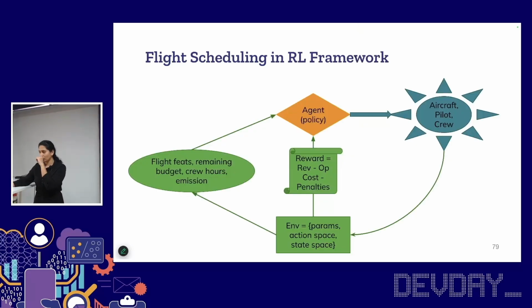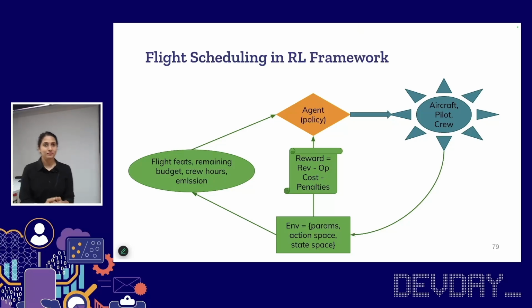Now, using this problem statement, how do I frame the RL? I know that my environment has different parameters. Parameters in this case are my budget cap, my carbon emission limit, crew working hours limit, etc. Action space, all the actions that I can take, which is essentially for flight 1, pick aircraft 1, crew 2 pilots, 3 crew members. This is my action space. This is all the action that I should take.